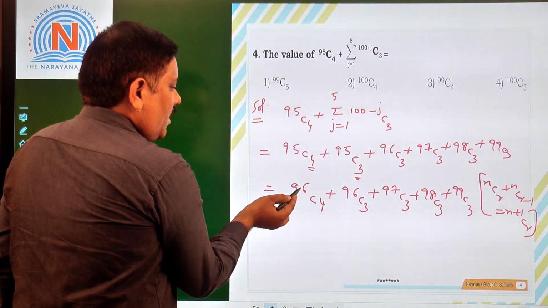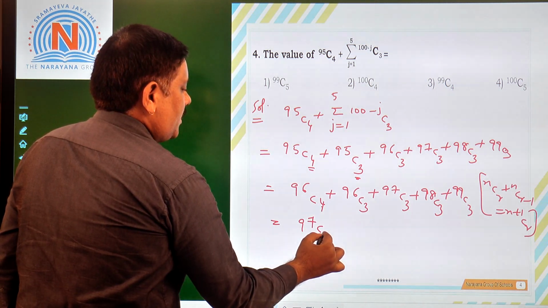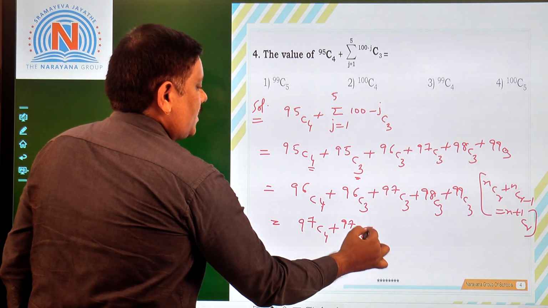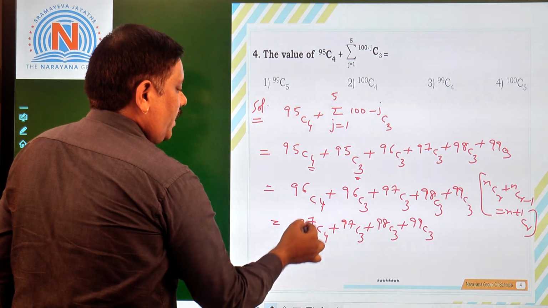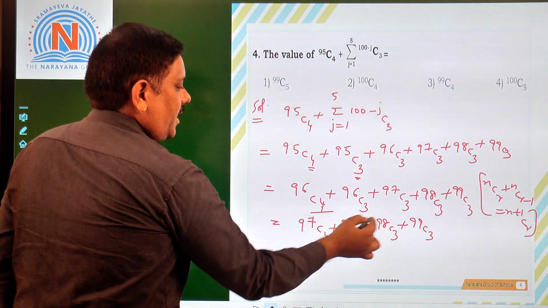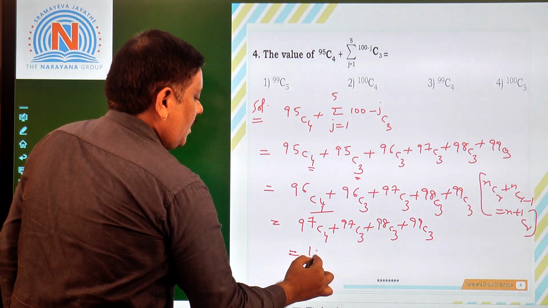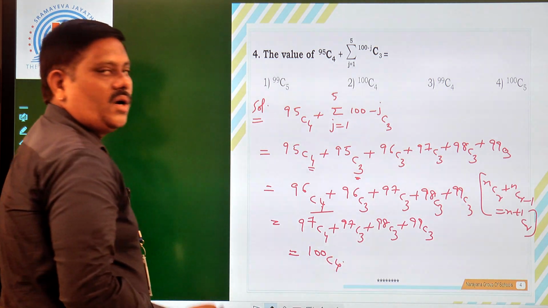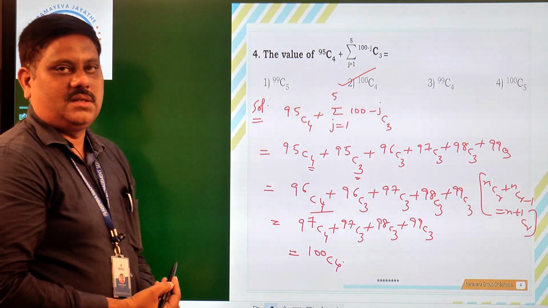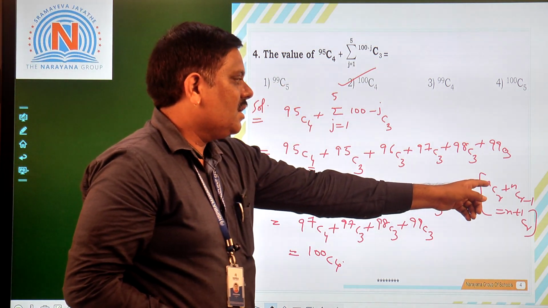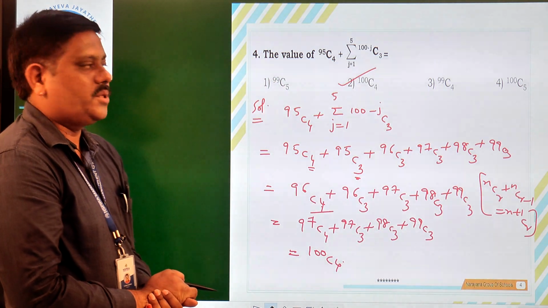Again, using the same concept, n is common for these two, and r minus 1. So we can write it as 97C4 plus 97C3 plus 98C3 plus 99C3. If you add up these two, this is going to be 98C4. 98C4 plus 98C3, that is 99C4. 99C4 plus 99C3 is nothing but 100C4. Finally you end up with 100C4. So 100C4 is the right option for this particular question. So everywhere the formula we are using is nCr plus nCr minus 1 is (n plus 1)Cr. So here the second option is the right answer.